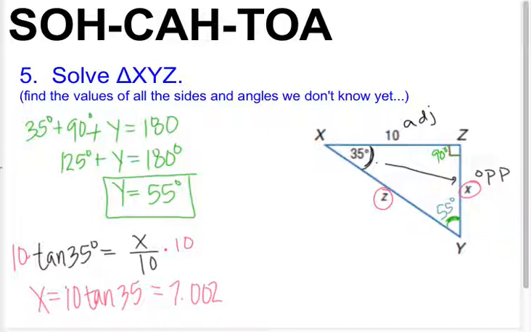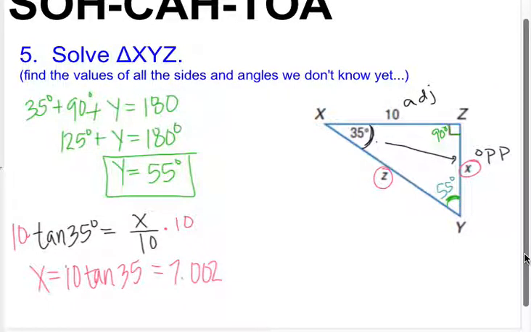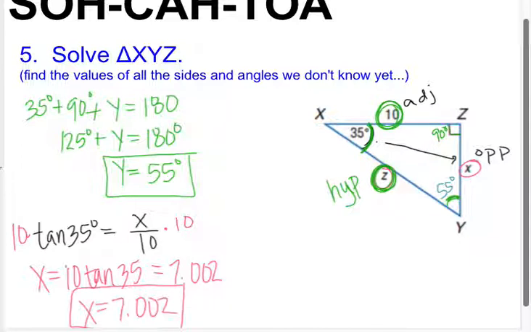Okay. So x is equal to 7.002. Now we would go ahead and we would solve for z. Z is the last thing we need to solve for. If I have this, I know that this is my hypotenuse. Here's the angle that I have, and I'm also going to use 10 because I was already given that. So I have my hypotenuse and my adjacent. Well, who uses your adjacent and your hypotenuse? Cosine. Cosine of 35 degrees is equal to 10 over z.